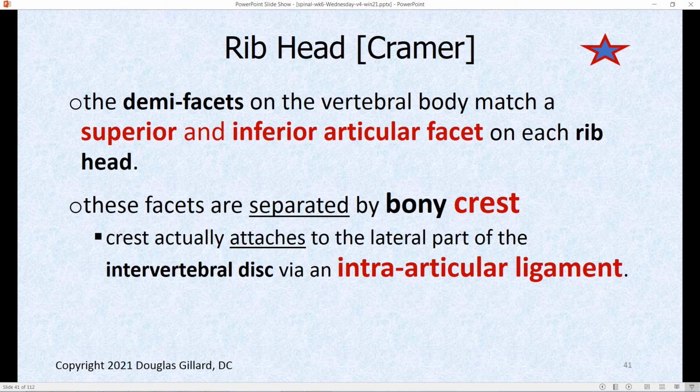All right, demifacets. Everything we said. There's a superior and inferior demifacet. There's also, or actually, this is on the rib head. So what connects to those superior and inferior costal demifacets on the vertebral body? The rib head has a superior and inferior articular facet that connects to them. Right? In a diarthrodial joint, you have to have two facets. And we'll look at that here in a second. There's also a bony crest that separates those two. There's even an interarticular ligament that runs between them.